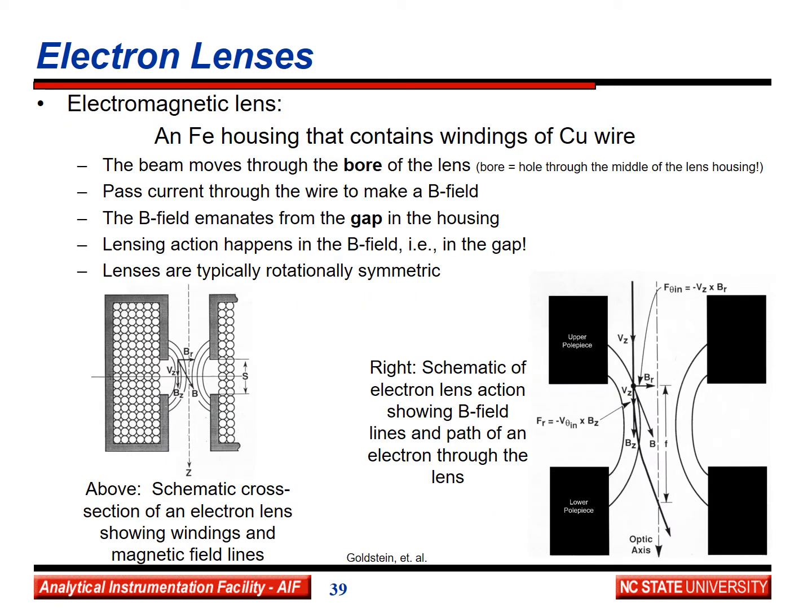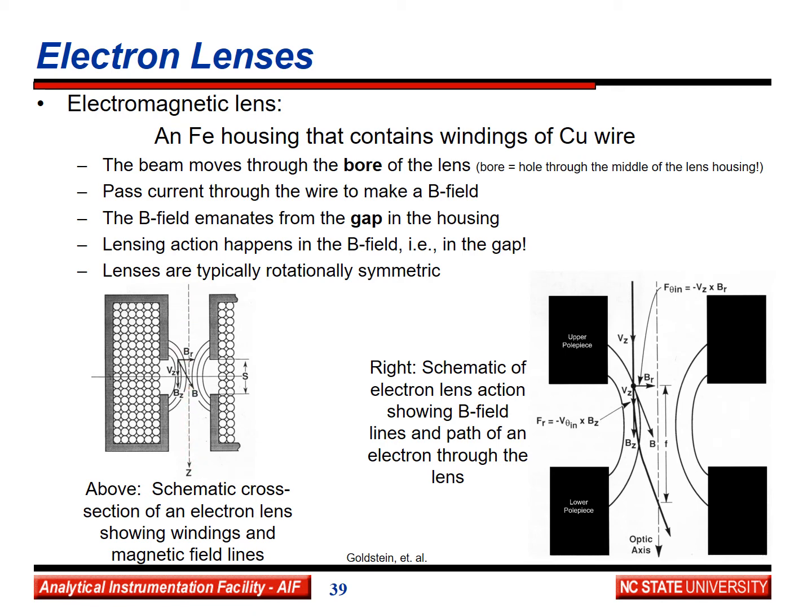An electromagnetic lens in an SEM is typically an iron housing that contains windings of copper wire. So if we take a look at this schematic here, we can see an iron housing, and the iron housing has windings of copper wire. All of these circles represent a single winding. There is a gap in the iron housing. The magnetic field emanates through the gap. The electron travels through the bore. The bore is the center part of the lens.